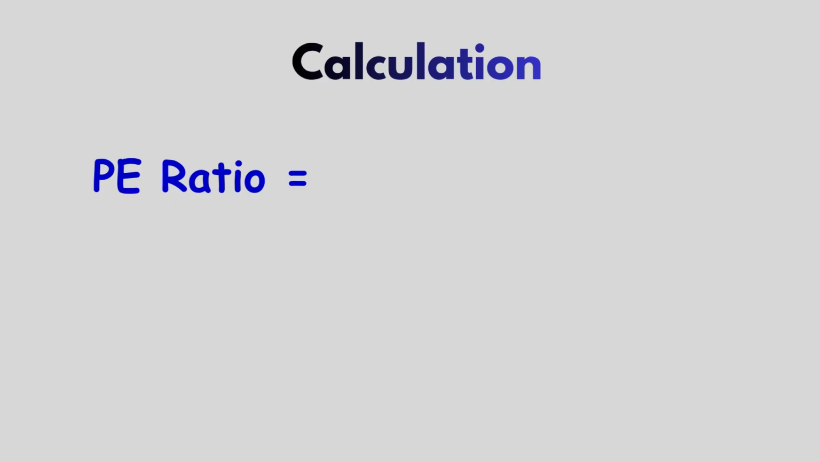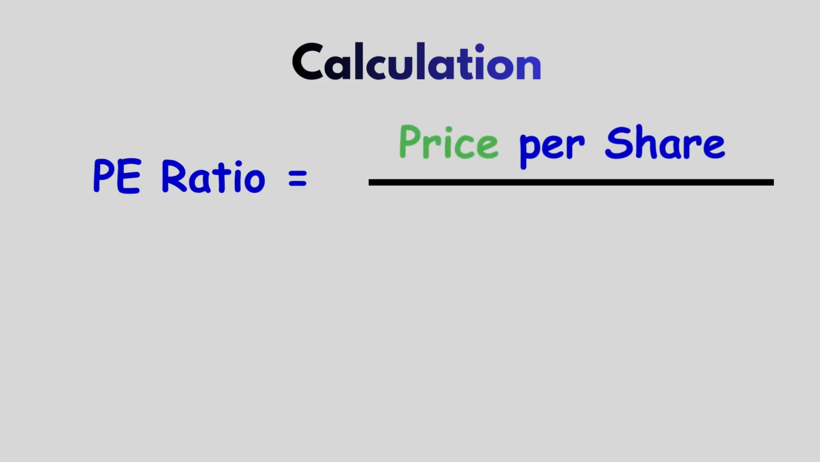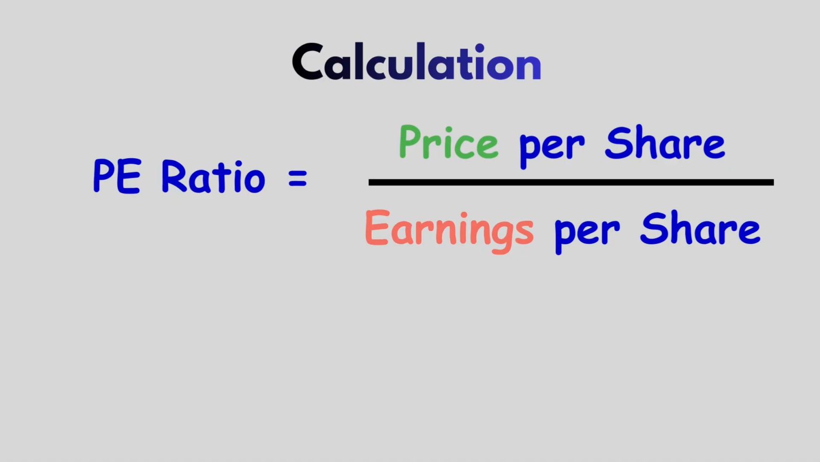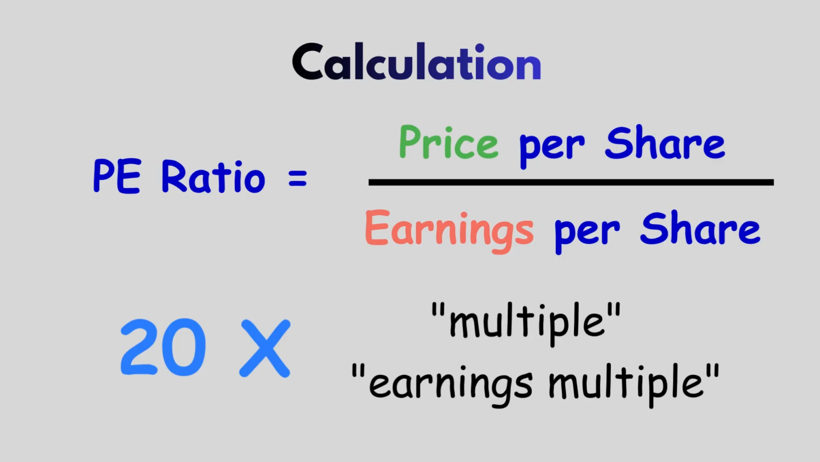The formula is straightforward: share price divided by earnings per share. If you're not yet familiar with earnings per share, or EPS, I recommend checking out my dedicated video on that topic for a deeper explanation. When you calculate the P/E ratio, the result is expressed as a multiple, such as 20 times. If you ever hear someone talk about a stock's earnings multiple, they're referring to this exact figure.